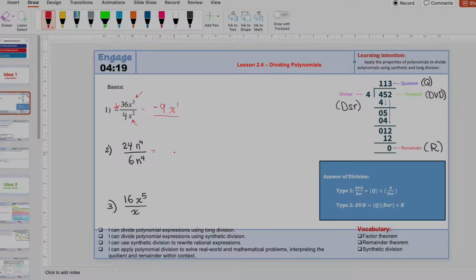Same here. 24 divided by 6 is basically 4. x to the power of 4 divided by x to the power of 4, you just write n, and then 4 minus 4 is 0. Anything to the power of 0 is just 1. 1 times 4 is 4, so no need to write it. That's why when you divide a variable by itself, it's gone. We don't write it.